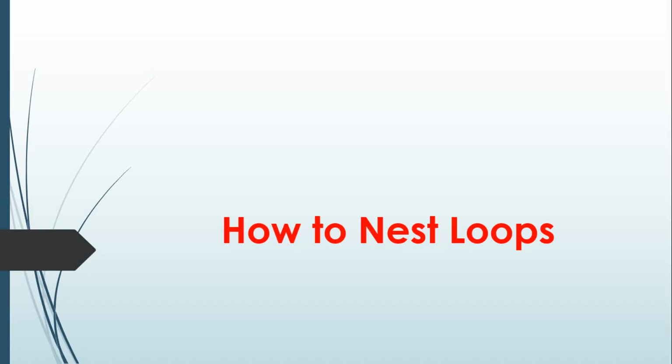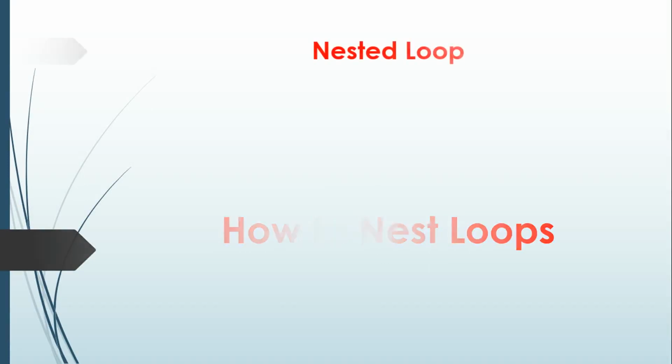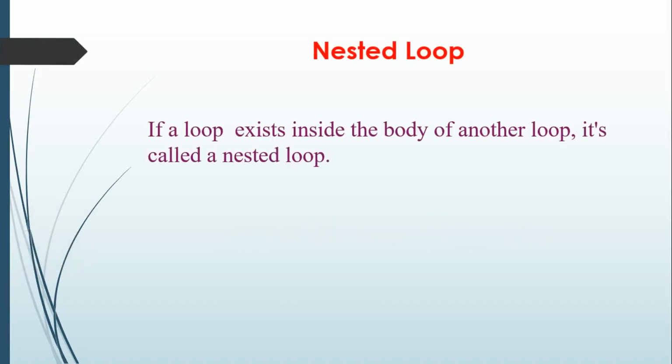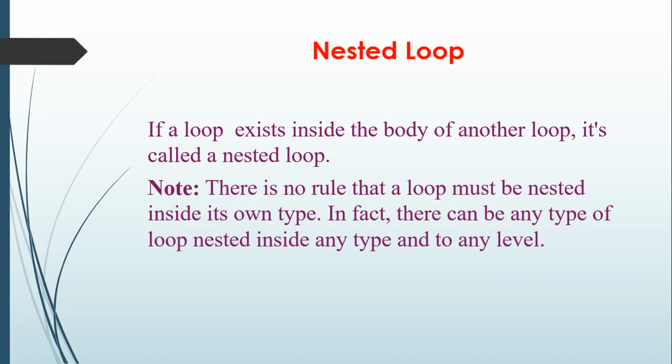In this tutorial, we are discussing how to nest loops. So what is a nested loop? If a loop exists inside the body of another loop, it's called a nested loop. There is no rule that a loop must be nested inside its own type. In fact, there can be any type of loop nested in any type and to any level.